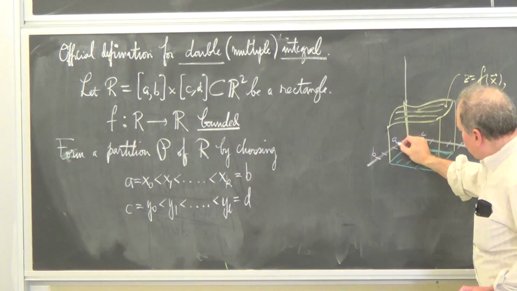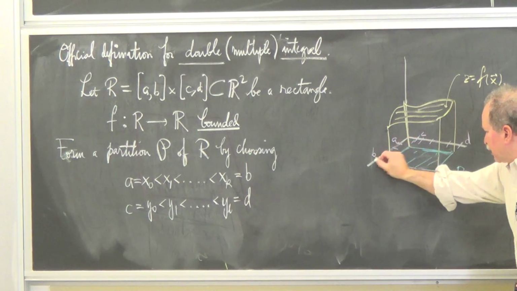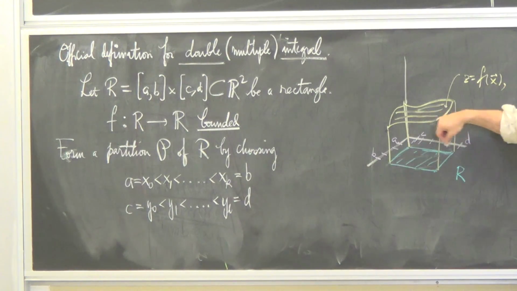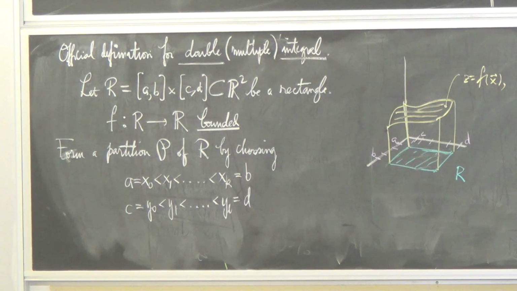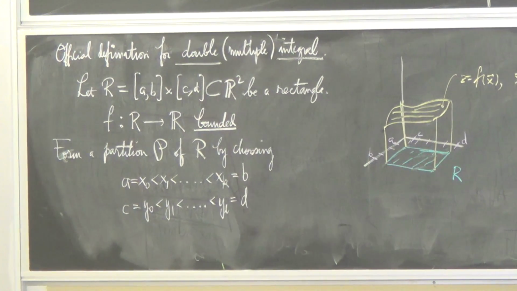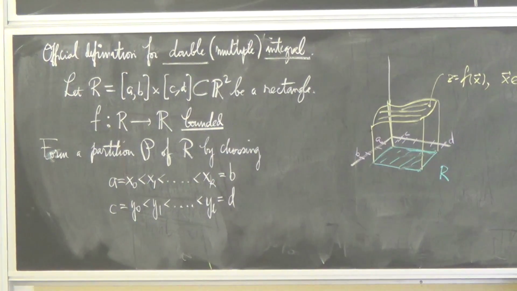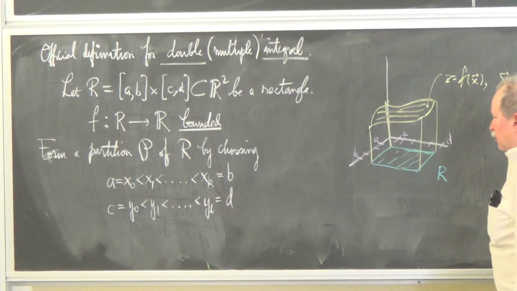So these points here are the x sub k's, x sub i's, and these points here are the y sub j's. The partition always has finitely many parts, right? Yeah. Nothing infinite going on. Okay?